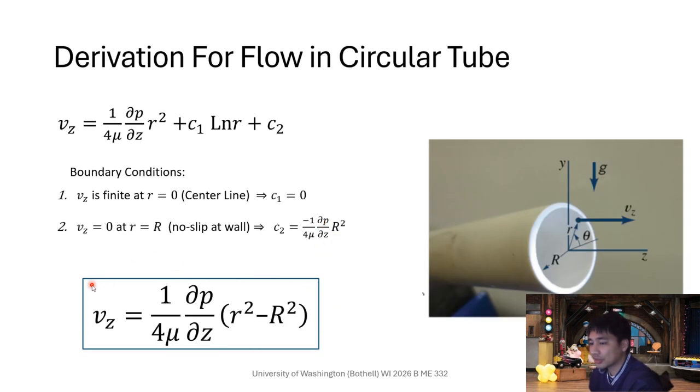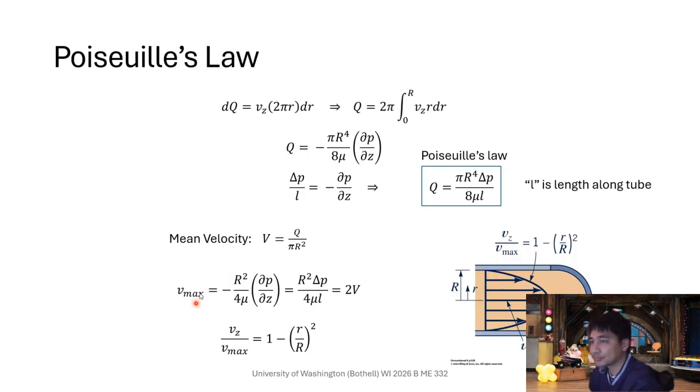So here, and this is something that you want to box, right? This is your Poiseuille equation. Yep. And why can't I finish this?